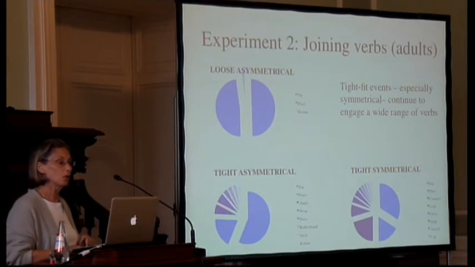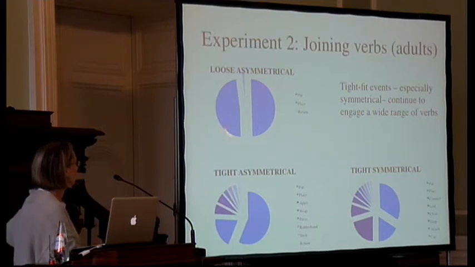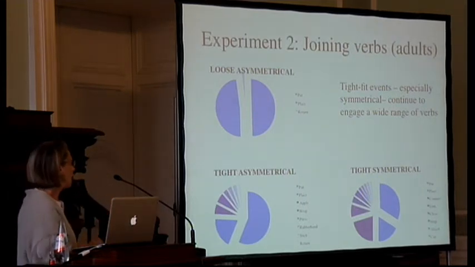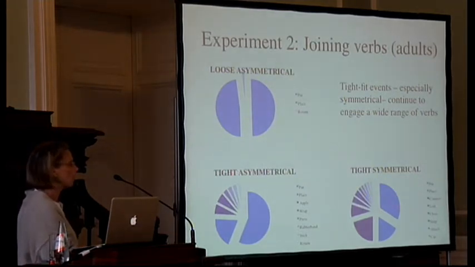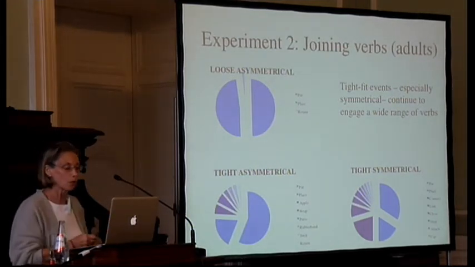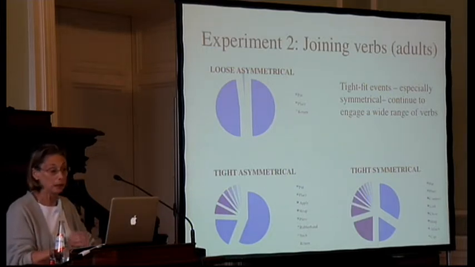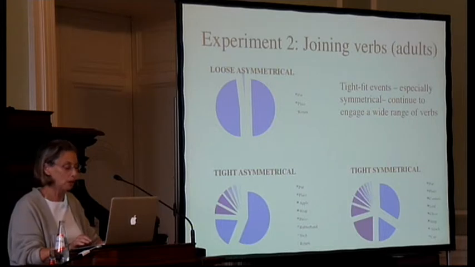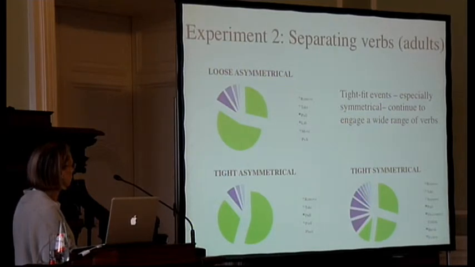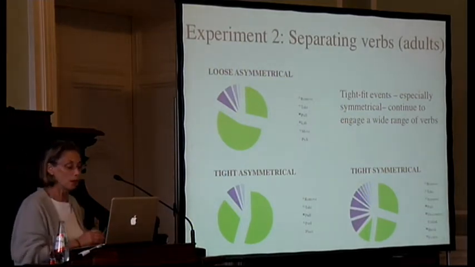This is another look at the verbs. Again, these are adults. And again, what you see is the very, very general verbs for loose and asymmetrical events, when one thing goes like that. As you move down to tight fit, and especially tight symmetrical, the very general verbs get reduced, and what takes over is much more specific verbs, including things like lock and connect, which are used to express a tight fit relationship in English. The separating events for adults look the same. Most of the general verbs are for the loose asymmetrical, and it changes to many more specific verbs for tight symmetrical.